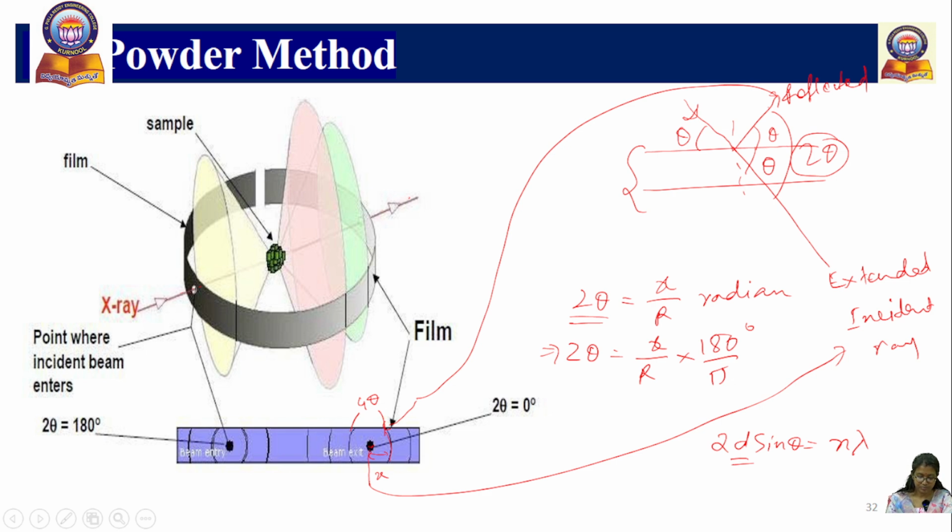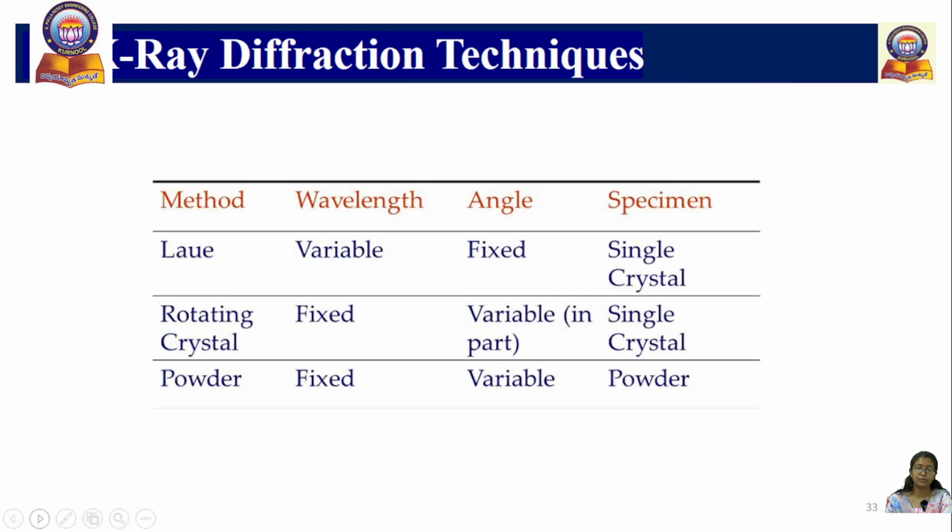Okay. So moving on to the comparison table between the 3 methods we have discussed here. Laue method, rotating crystal method is nothing but you can say this is Bragg spectrometer only. Similar, okay, Bragg spectrometer. So in Laue method we use a variable wavelength but the angle is fixed, and we use a single crystal. In rotating crystal, the wavelength is fixed, but the angle we can change. It's also a single crystal.